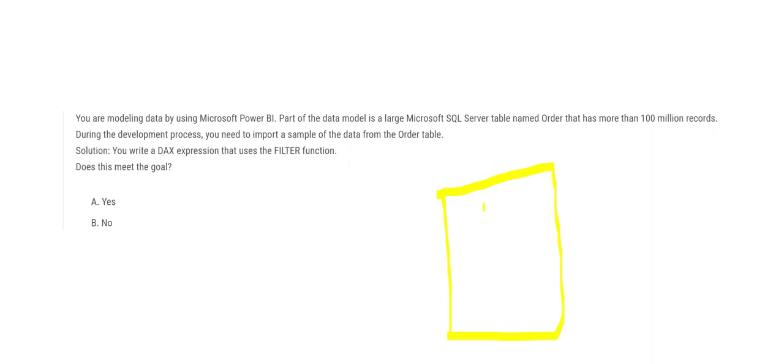This table is called orders, O for orders, and it has more than 100 million rows, lots of data. Just like India has so much population, similarly, this table has so much data. If you have so much population, it is a problem, right? Similarly, if you have so much data, it is a problem. So the question says, boss, I only want to import a sample of the data.